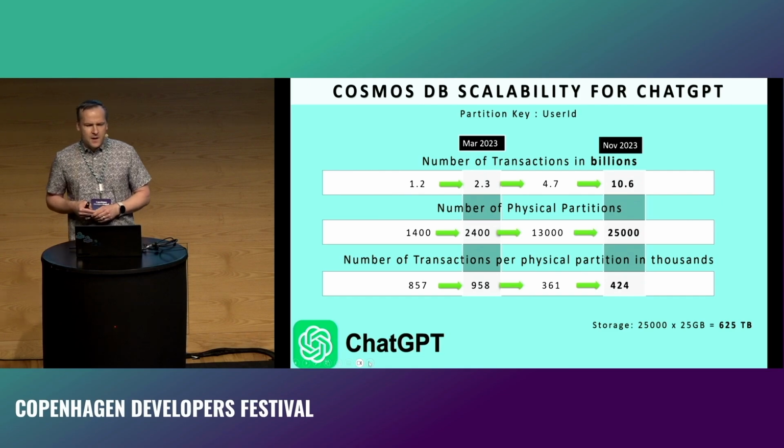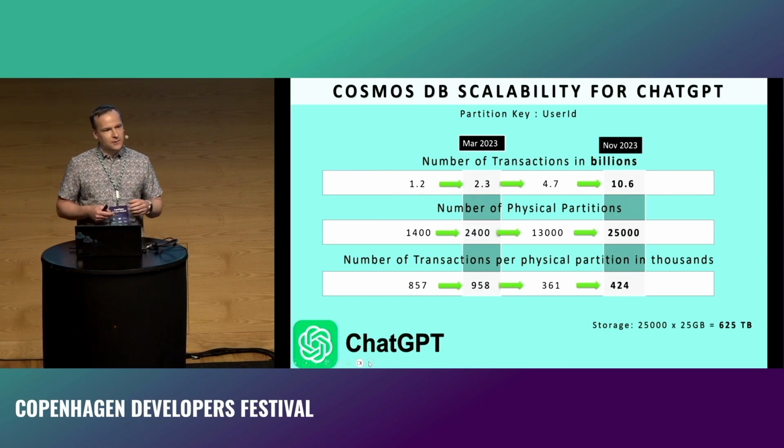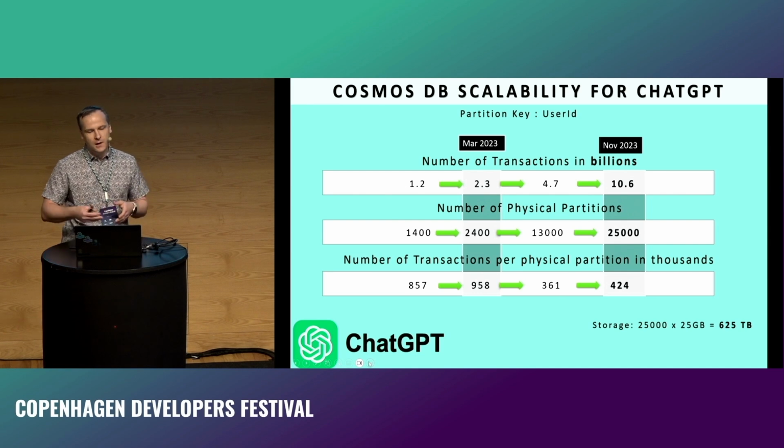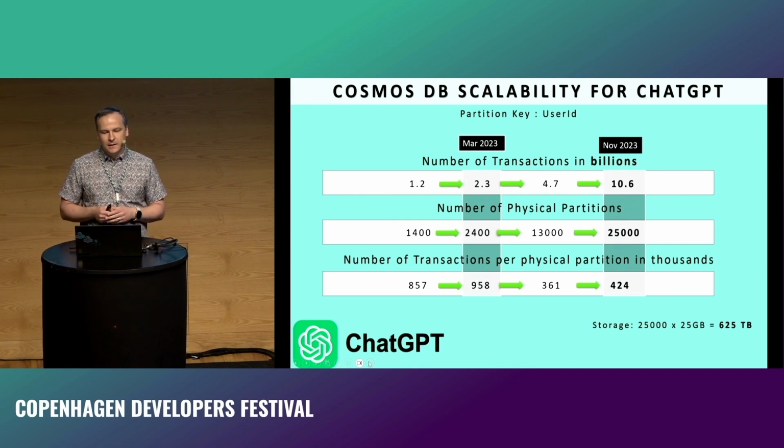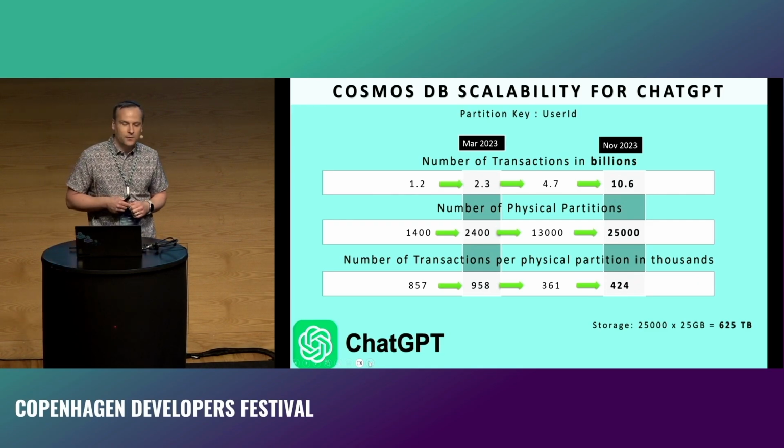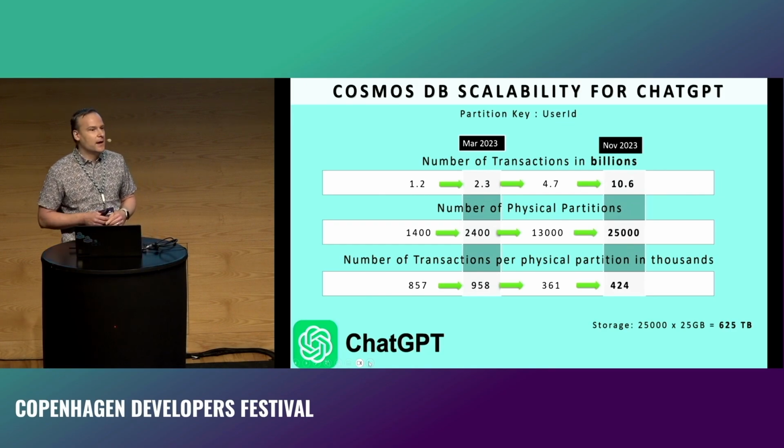By just looking at those numbers, we have 50 gig as the limit per partition, and also 10,000 RU. By just looking at the physical partitions, you can easily figure out how many transactions are getting handled by one physical partition. That gives you the last one, which is right now 424,000 handled by one physical partition. My other guess, in the right corner here, is that if each physical partition is half full, that makes 625 terabytes of data being processed in November 2023. I'm not sure what the latest is, but it's probably much higher than that right now.